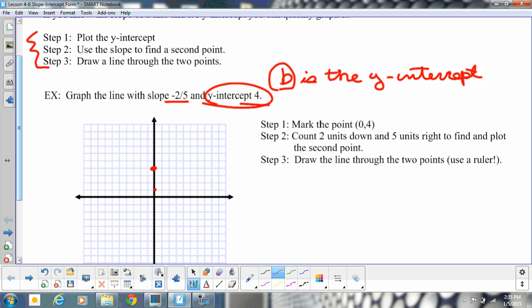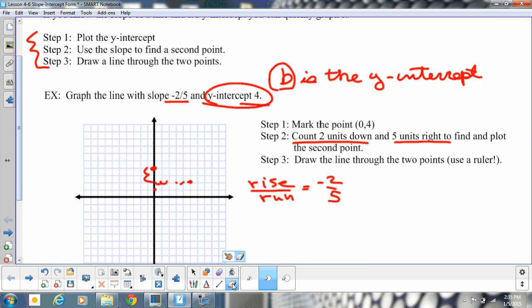Now, if I have a slope of -2/5, I'm going to start with the y-intercept. I'm going to go down 2 and over 5. I'm going to count 2 units down and 5 units right to graph the second point. So down 2, 1, 2, and to the right 5, 1, 2, 3, 4, 5. There's my second point.